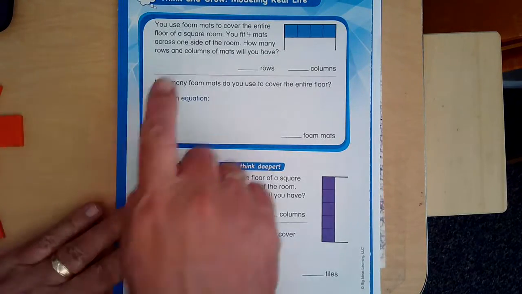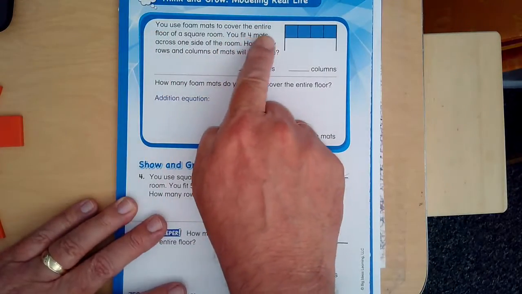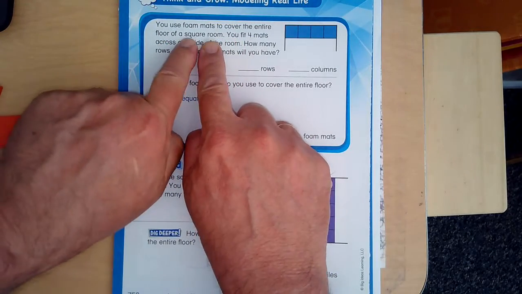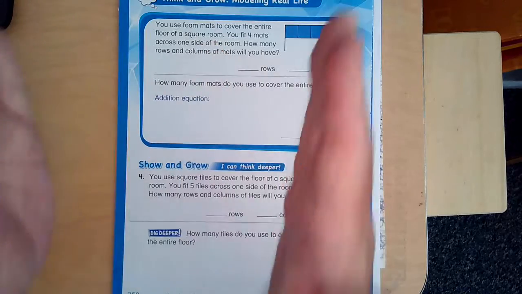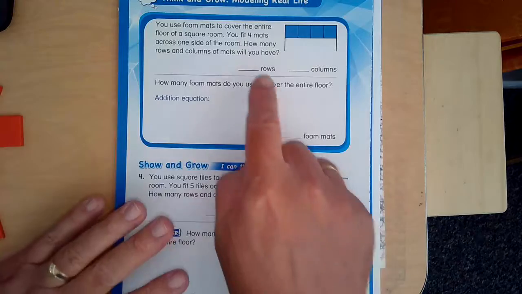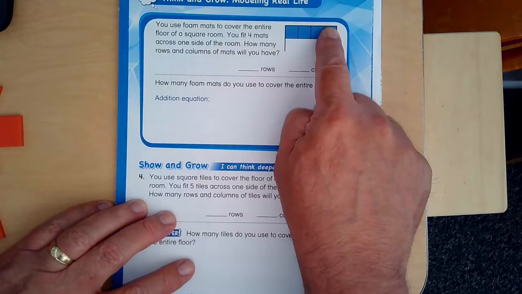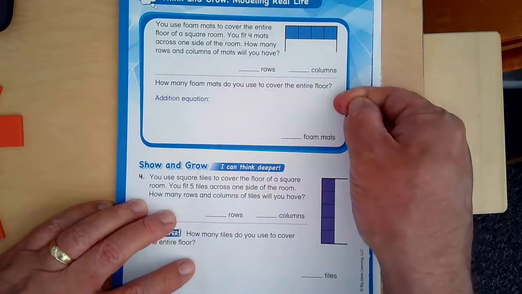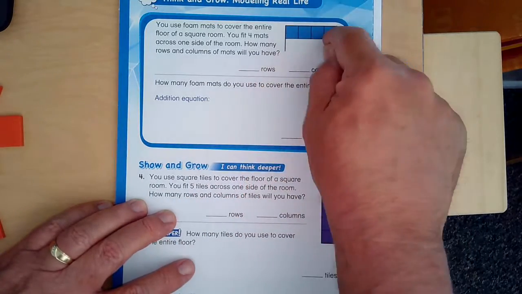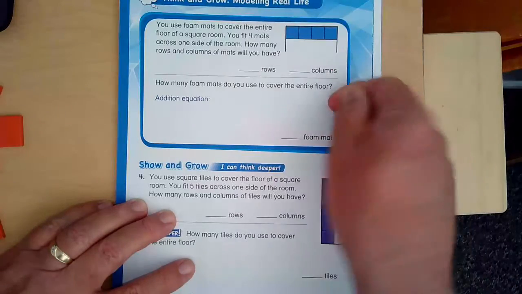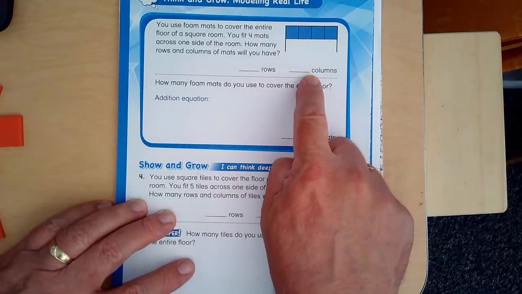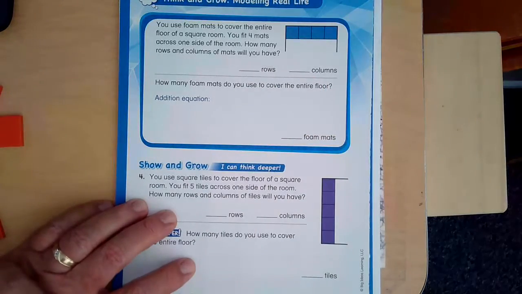All right. This says you use foam mats to cover the entire floor of a square room. Square is our hint. It means there's 4, it means that there are going to be sides that are the same. You fit 4 mats across. How many are going to fit up and down in a square? Well, it has to be the same. So 4 across, 4 down. Let's see how many rows, how many columns, and see if you can come up with that on your own.